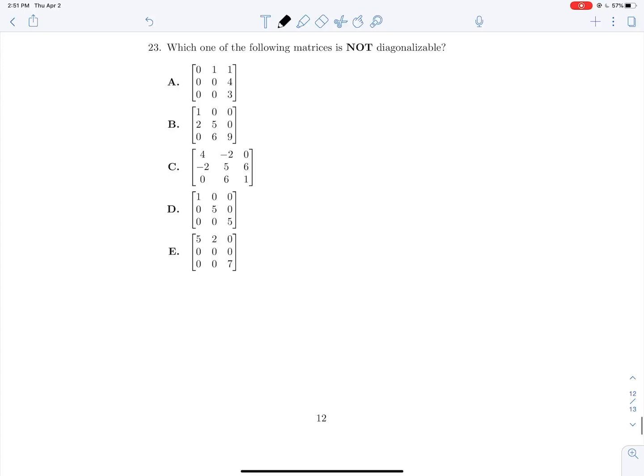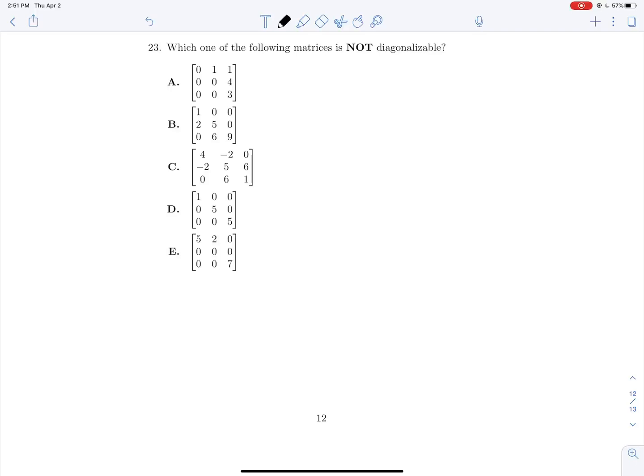23, which of the following matrices is not diagonalizable? Before anyone goes and tries doing the actual diagonalization for all of these, I'm sure if you're using these videos correctly and you're actually doing the problem before listening or watching the solution, I'm sure some of you did, but you can actually do this problem without doing any math at all, which is pretty cool.